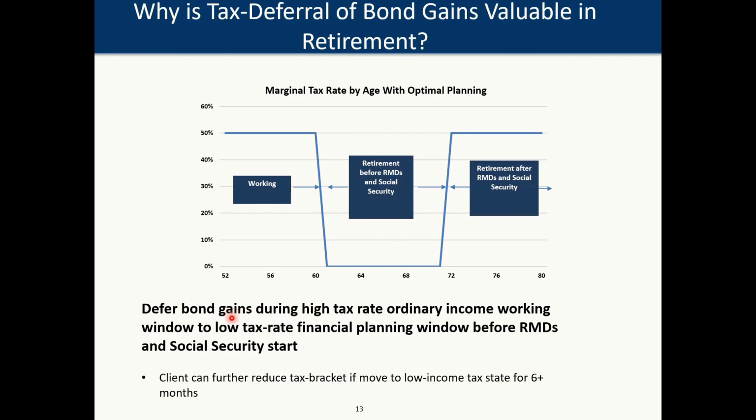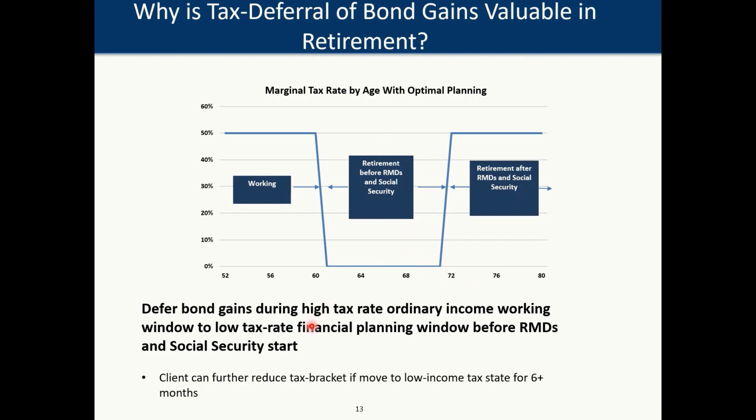So you can defer bond gains during the high tax rate ordinary income working period to this optimal tax window before RMDs and Social Security start. And you can use this in combination with other strategies.